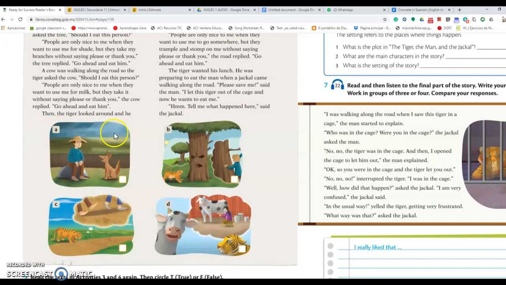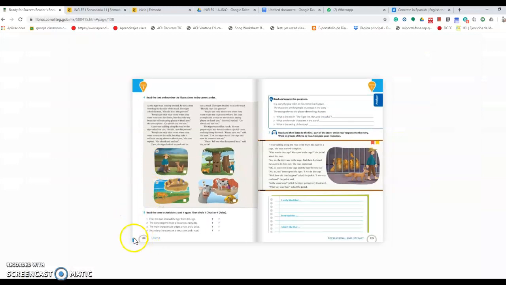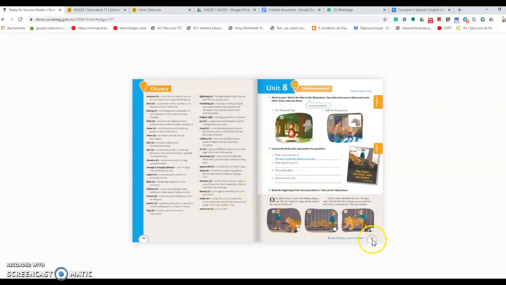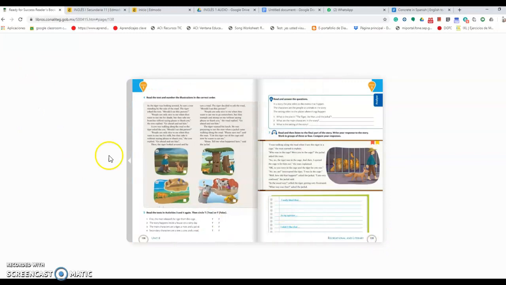So let's see. According to the story we just read, if you can, please reread it again 1 or 2 more times, so you can understand more or less what the plot is. And according to this story, what happened first? Can you remember? So look at the pictures. We have picture A, picture B, picture C, picture D. What happened first?